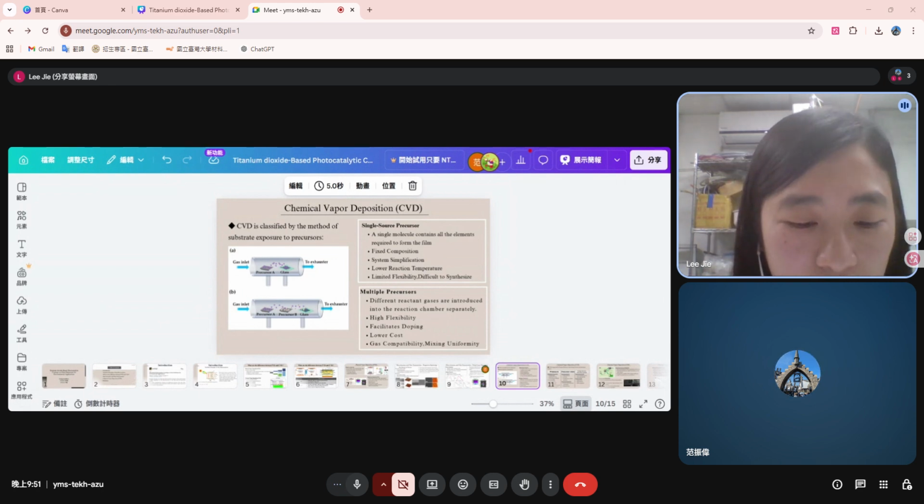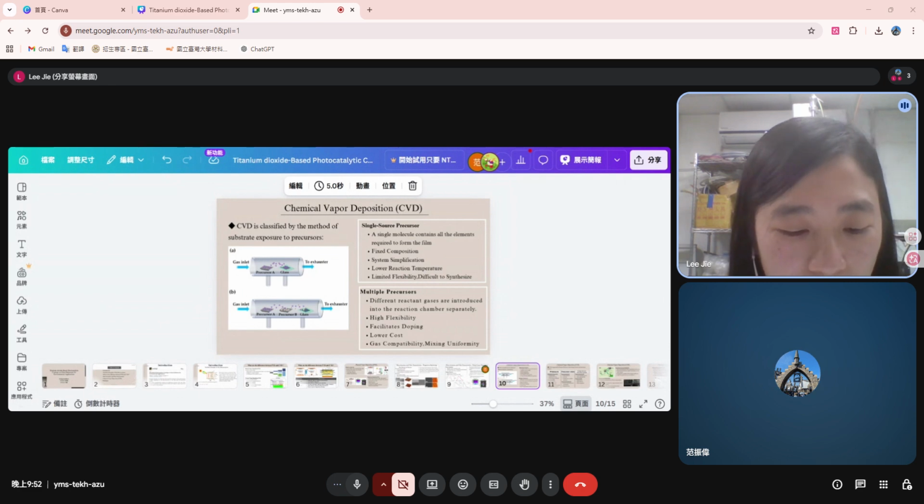Multiple precursors. This is the most common form of CVD, where different reactant gases are introduced into a reaction chamber separately. The advantages include high flexibility, facilitate doping, lower cost. The disadvantages include gas compatibility, mixing uniformity.